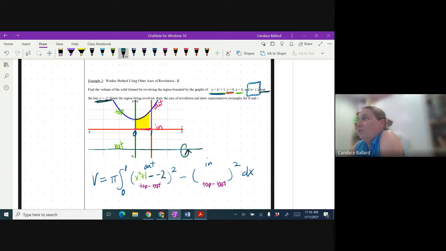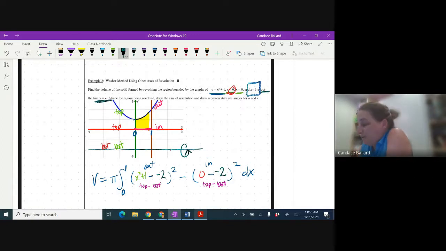All right. So we're going to do that same thing again, but this time I'm going to use the red, right? So here is my inner function. This is the top part of my inner function. This is the bottom part of my inner function. So my top part of my inner function is the 0, right? y equals 0. And we're going to subtract my bottom part of my inner function, which is negative 2.